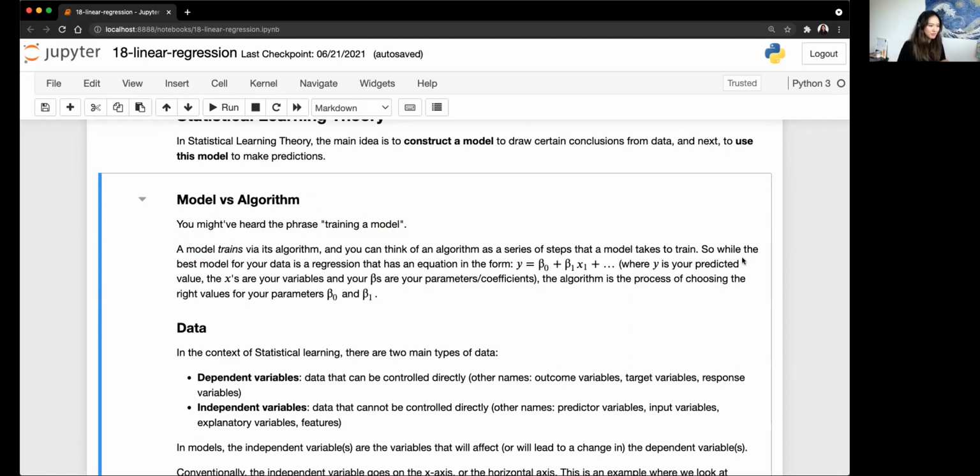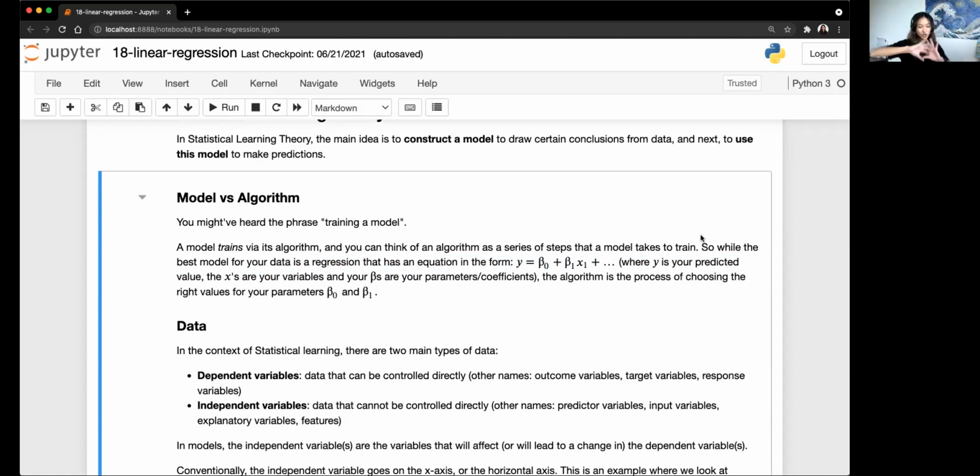So while the best model for your data is a regression that has this form, and we'll talk about what this is a little bit, where Y is your predictive value, X's are your variables, and betas are your parameters, the algorithm is just the process of choosing the right values for your parameters. So I'll come back to this in a little bit once we get into what a regression is. Okay, so that was a quick terminology aside.